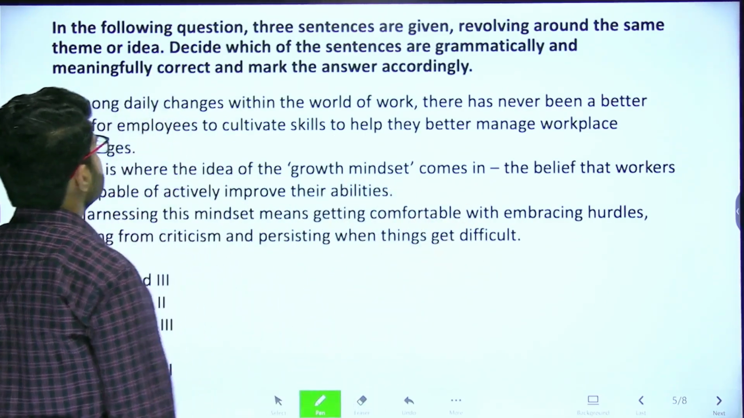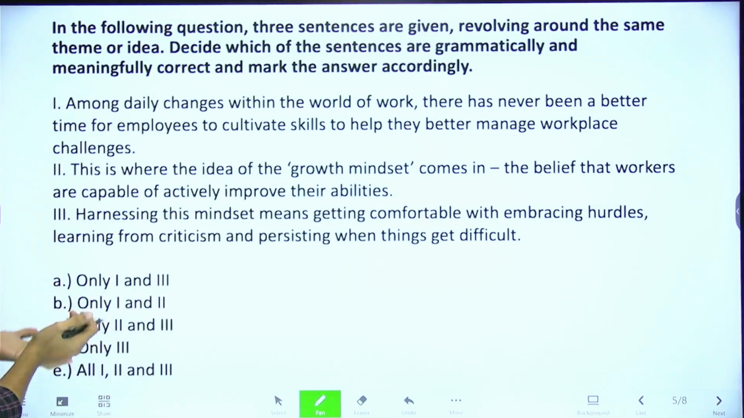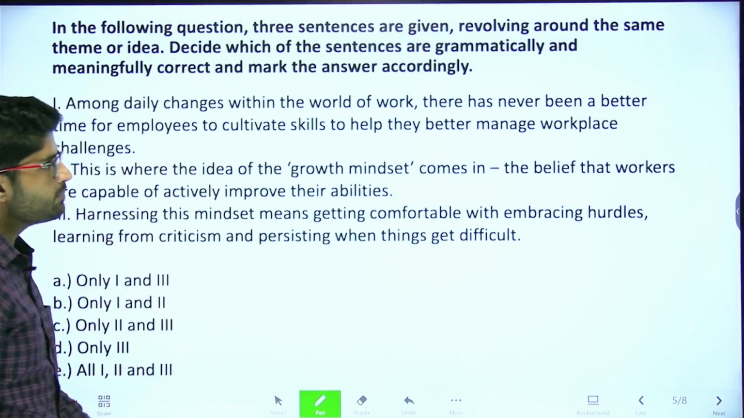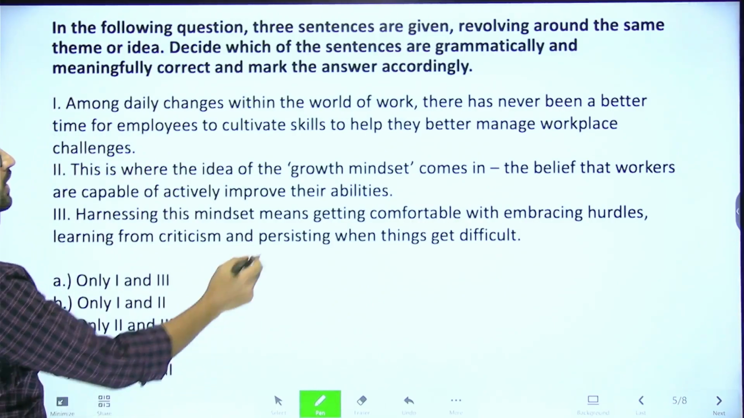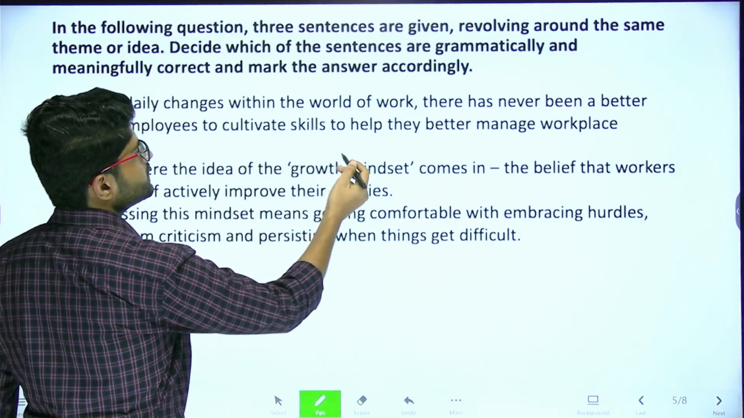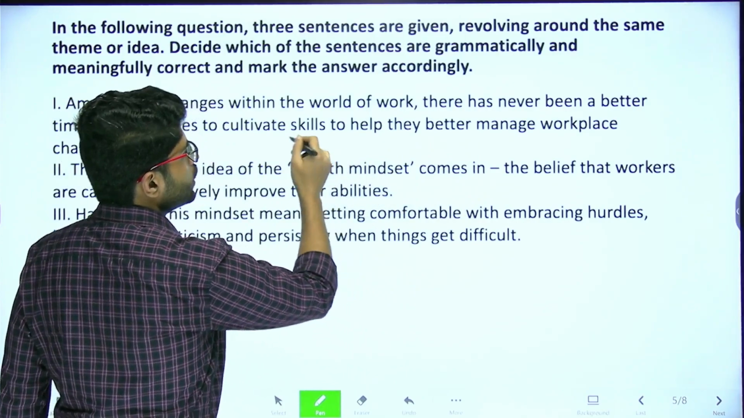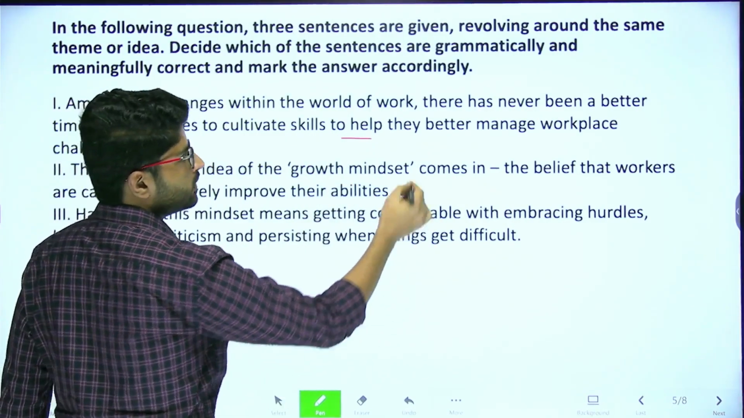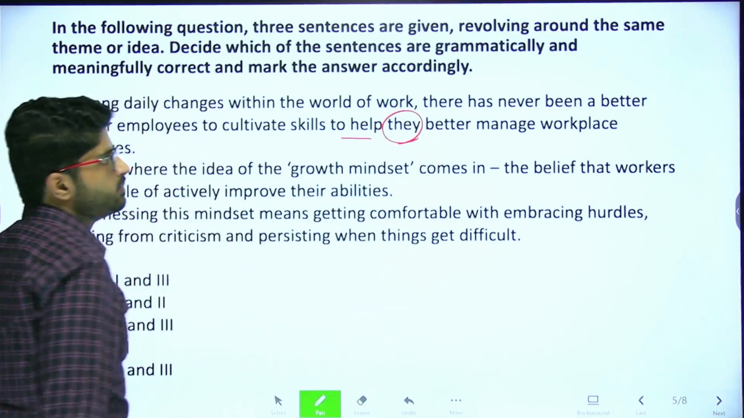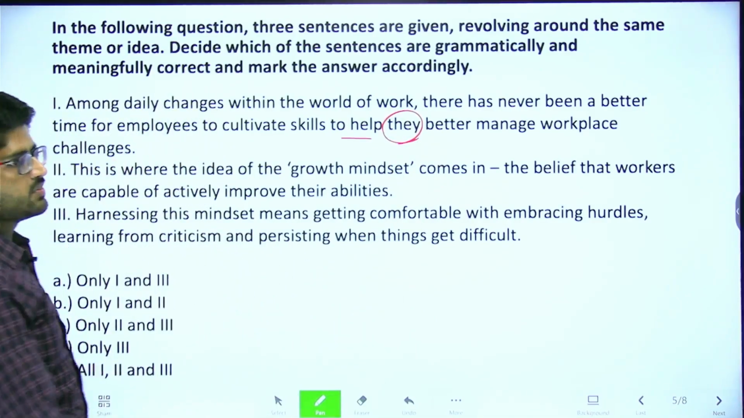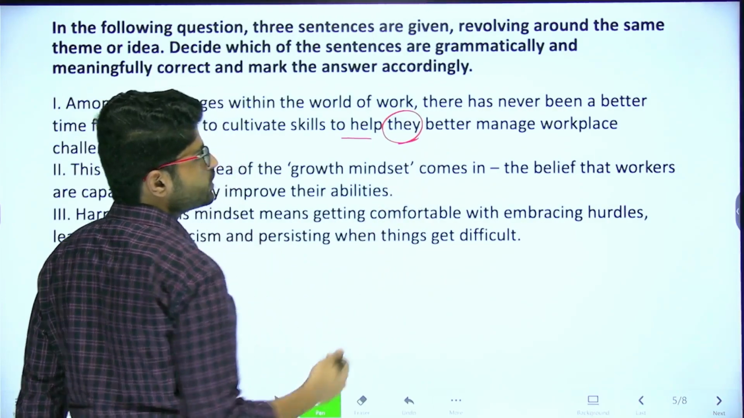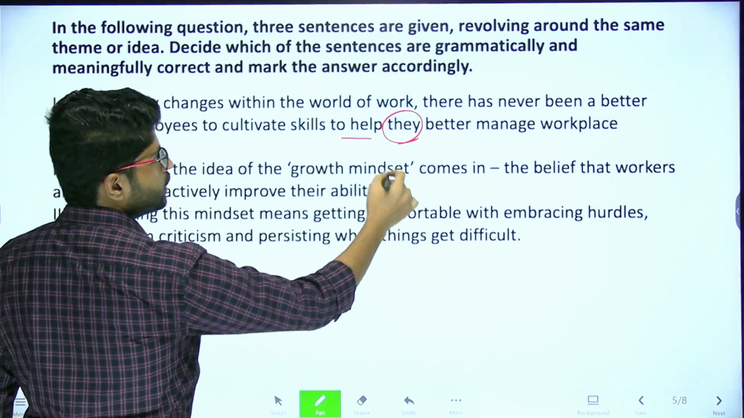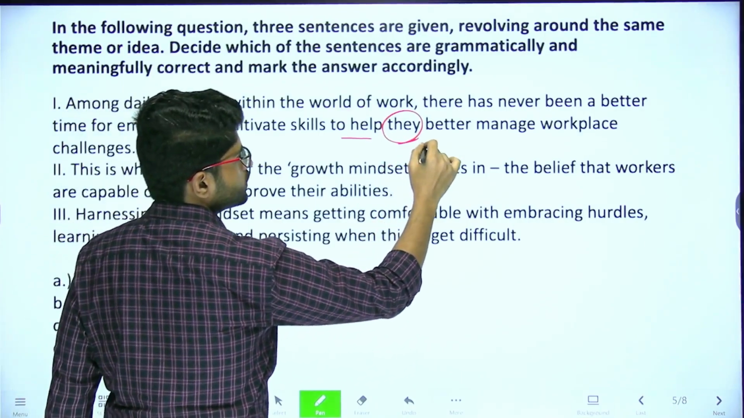There has never been a better time, इससे better time नहीं मिला for employees to cultivate skills to help they better manage workplace. अब यहाँ देखो, cultivate skills to help they better, to help verb के बाद object, help whom? Help they. हेल्प के बाद यहाँ पे सब्जेक्टिव प्रोनाउन यूज हो रहा है दे, but it should be an objective pronoun क्योंकि हेल्प के बाद आ रहा है, तो ये दे नहीं होना चाहिए। What should it be, क्या होना चाहिए इस चीज़ के?